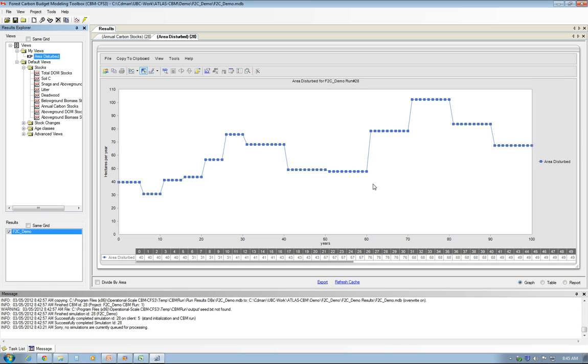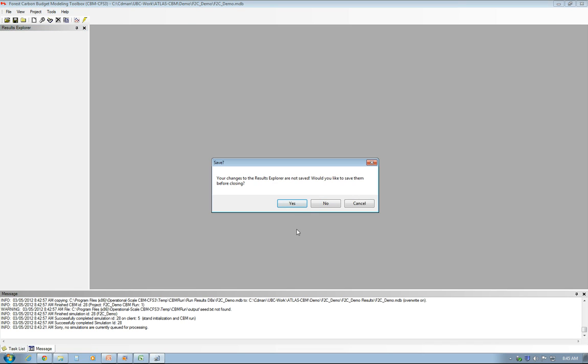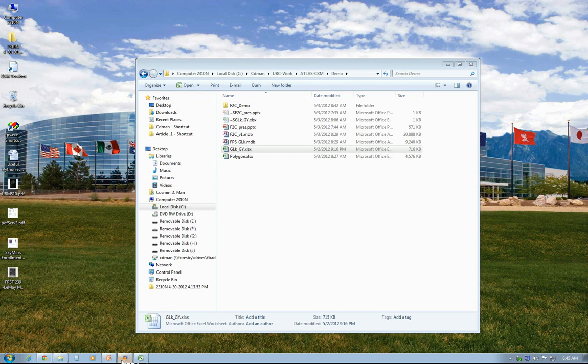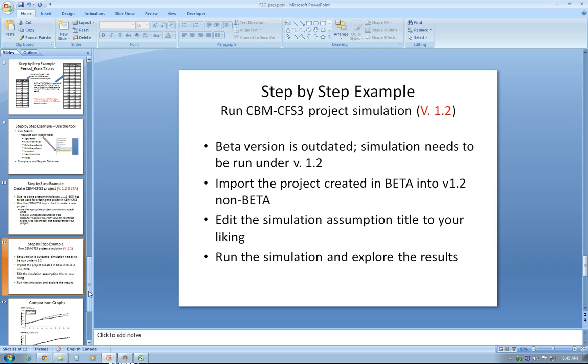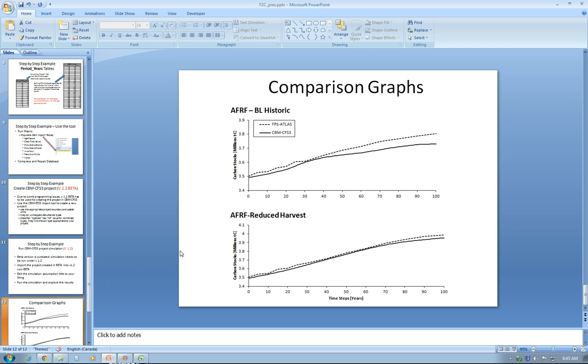So that would be all for running the simulation, and I can actually close the program here and go into some of the comparison graphs I did using the tool or not using the tool. So this is one of the projects I'm working on at Alex Fraser Research Forest, and one of the scenarios is a baseline or historic approach, and the dotted line represents the carbon stocks reported by Forest Planning Studio using the old-fashioned way of generating carbon curves somewhere else and importing them into Forest Planning Studio.